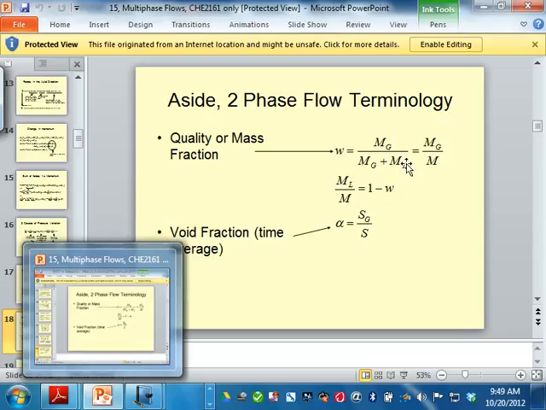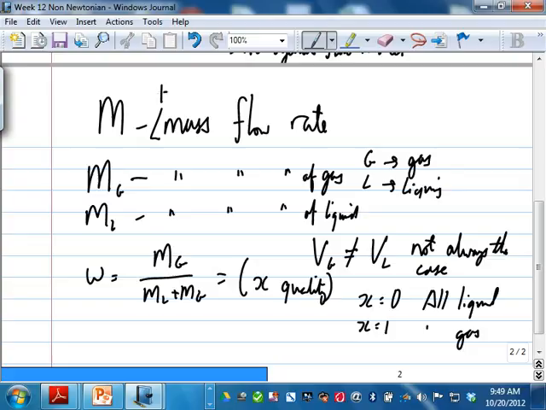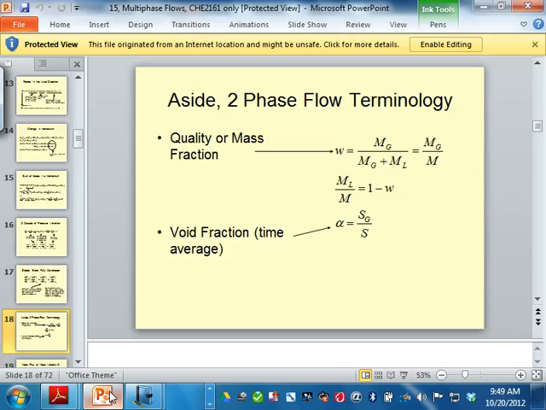Okay. M is the total mass flow rate. So from here, they can play around like this. M gas over M is the X, so we expect M liquid over M is 1 minus X, because X can only go between 0 and 1. Okay? This one is the void fraction. So it's not the same as X.